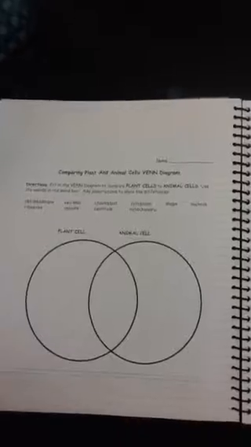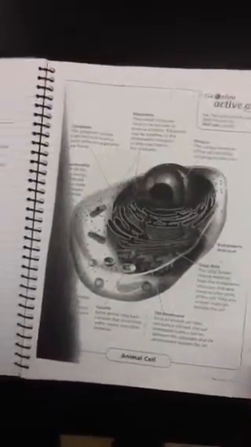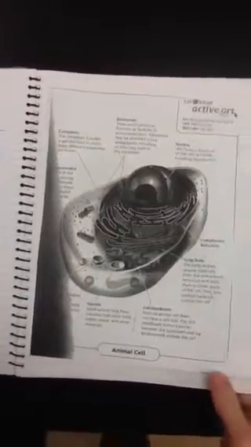And on page 15, we have the group's cell models, where you describe what object you brought in and what it represented in the cell model. And page 16 were the cell model directions. On page 17 is the comparing plant and animal cell Venn diagram. And on page 18 is where you labeled the different structures and functions of the organelles.